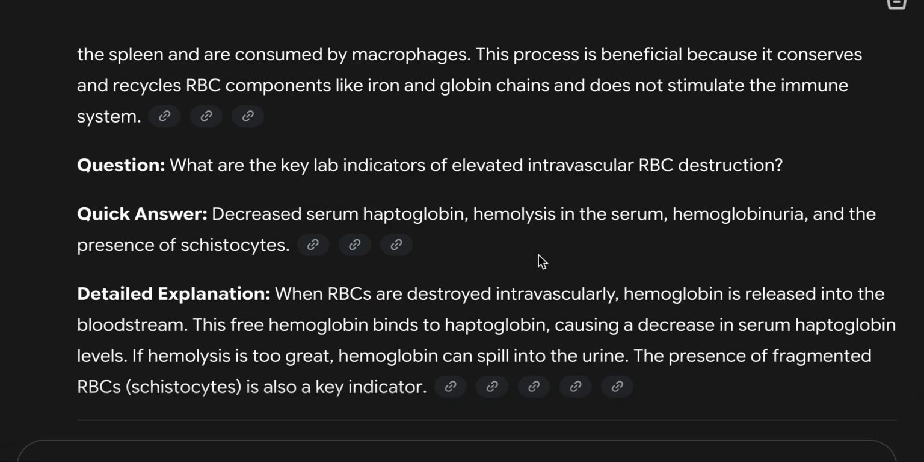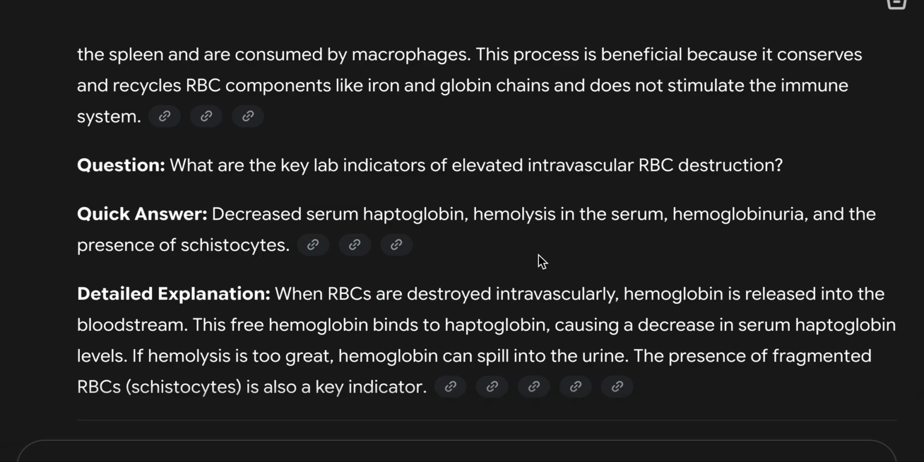When red blood cells are destroyed intravascularly, again, never normal, hemoglobin is released into the bloodstream. This is not good. This free hemoglobin binds to haptoglobin, causing a decrease in serum haptoglobin levels. So that free hemoglobin is going to attach to the haptoglobin, and not as much is going to be free in the system, not as much is going to be measured in the lab.